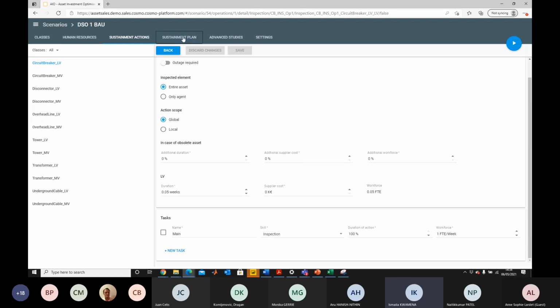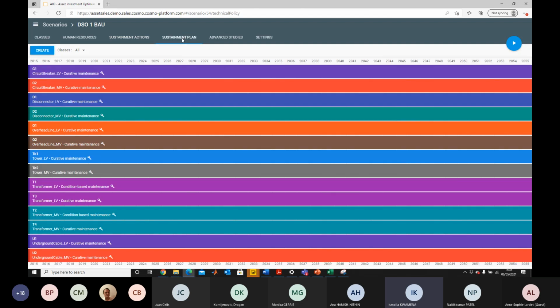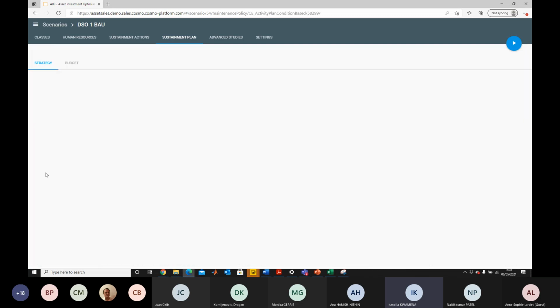We can also see in the sustainment plan where we have all our maintenance policies defined. And since we are focusing on reducing inspection frequency on our low voltage transformers, I would go into the condition-based maintenance for the low voltage transformers over here.